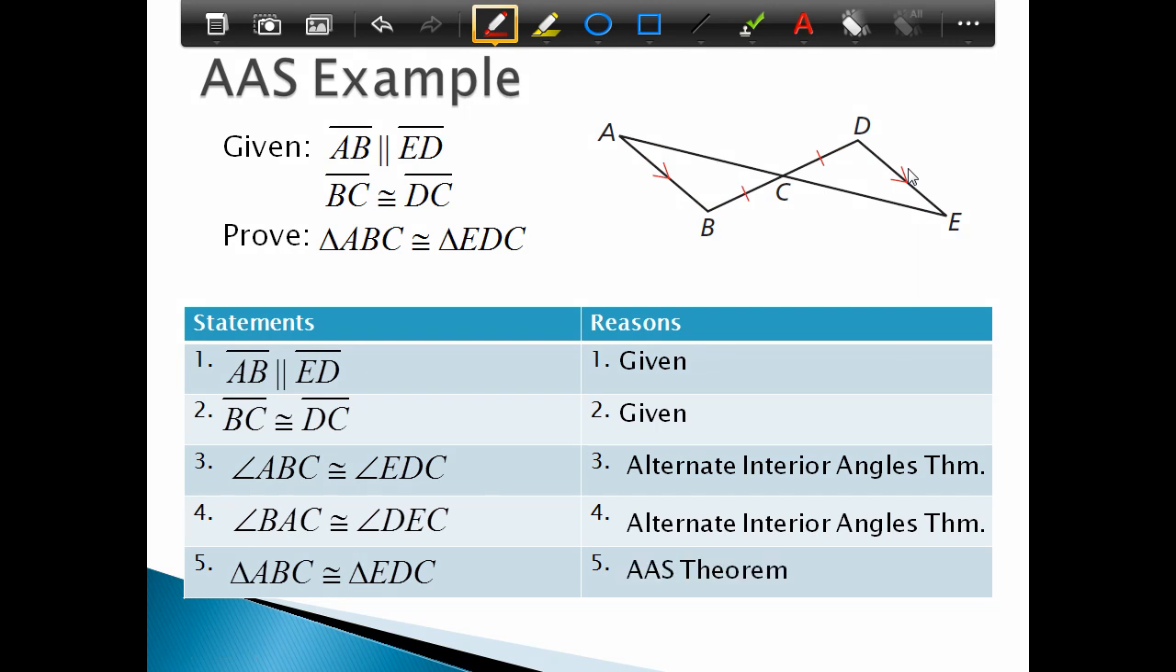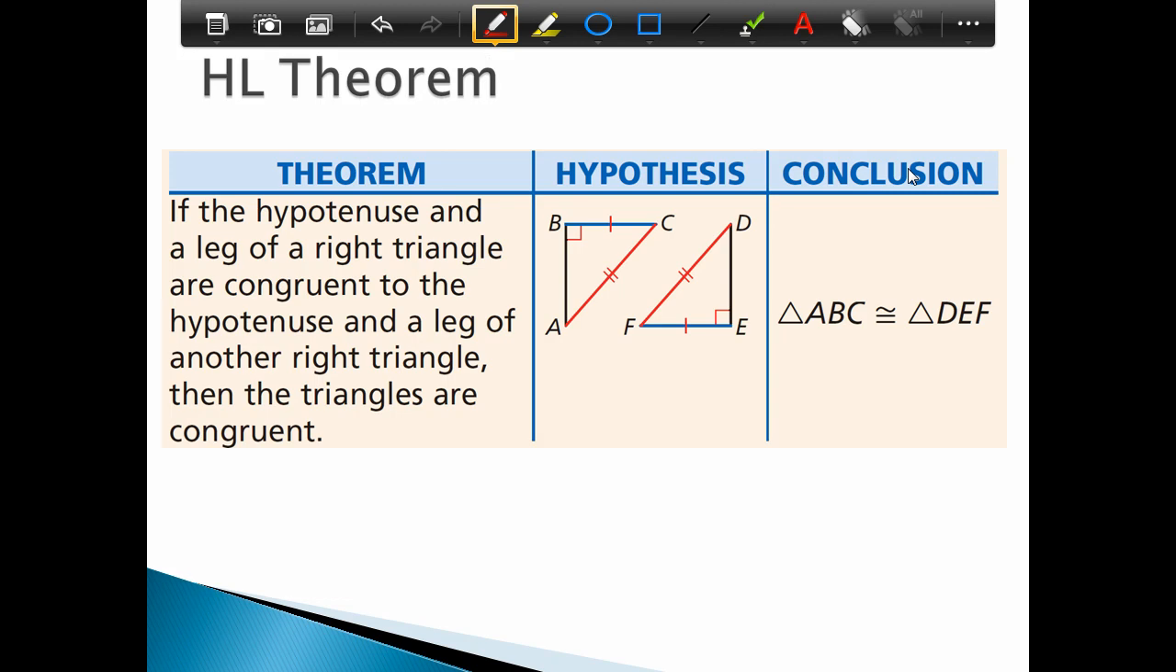All right, last theorem, HL. It's a weird acronym. It's totally different from all the rest. The rest of them are all A's and S's. This one, HL. The difference is that HL is the only one that requires a specific type of triangle. HL requires us to have a right triangle. So the H stands for hypotenuse, that's the longest side of the right triangle, and the L stands for leg, so either one of the other two sides.